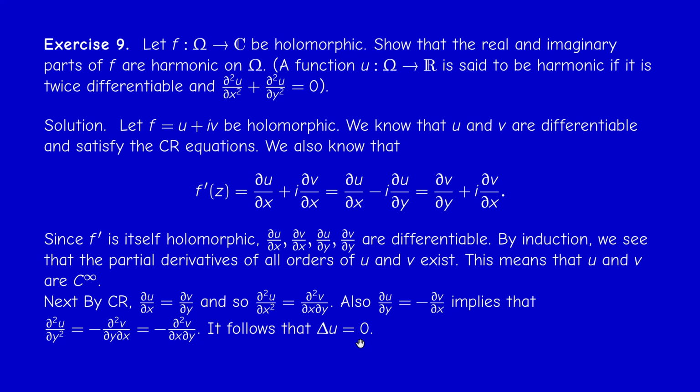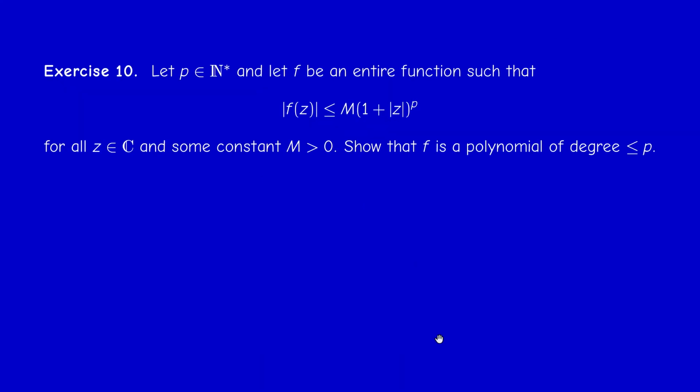By the way, this equation, Laplacian of U equals 0, is an example of what we call a partial differential equation. It's a differential equation, but it involves two independent variables instead of one. So the solution is a function of two variables rather than a function of one variable. So it's called a partial differential equation. So this concludes exercise 9.